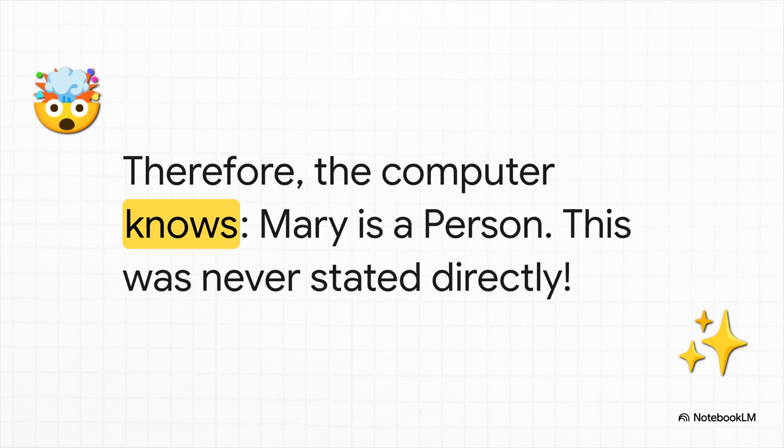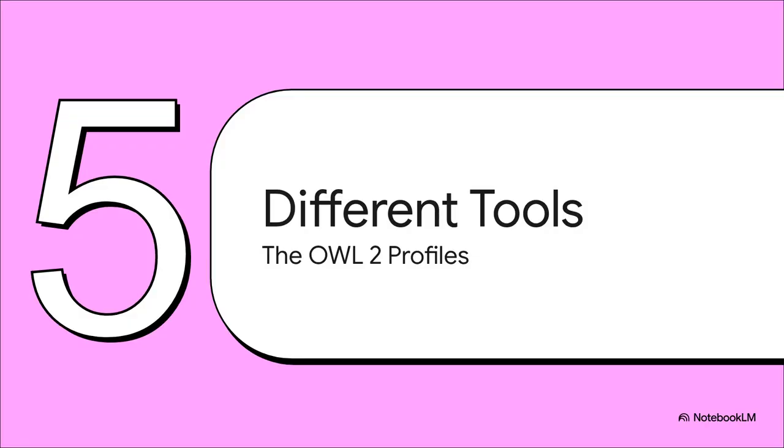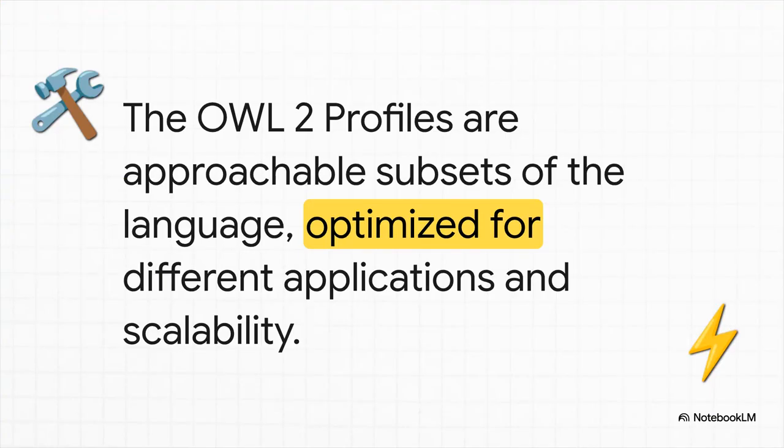That's the whole point. But here's the thing. Using the full power of OWL2 can be, well, a lot for a computer to handle. It can get really intensive. So it's not a one-size-fits-all solution. That's why it comes in different profiles. You can think of these profiles as leaner, more focused versions of the language. They're designed for specific kinds of tasks. Basically, you trade a little bit of the language's expressive power for a massive boost in performance and speed. This is what makes OWL practical for dealing with gigantic, real-world datasets.